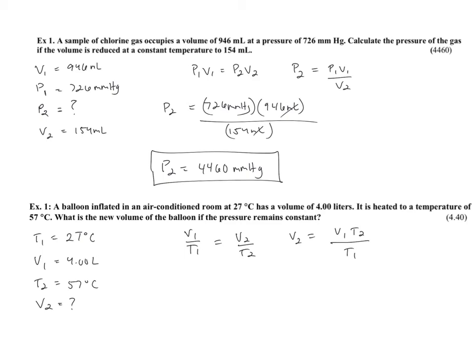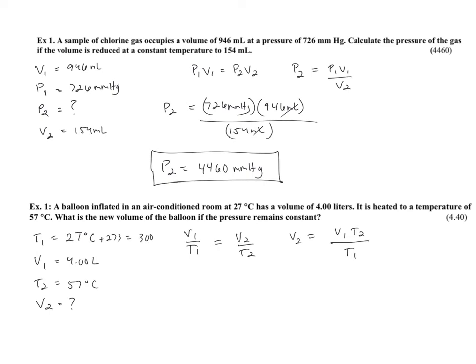Now, before we start plugging in numbers, we have to think about what I said about temperature. Temperature must be in Kelvin. So let's convert that now. We add 273 to both. So 273 plus 27 is 300.